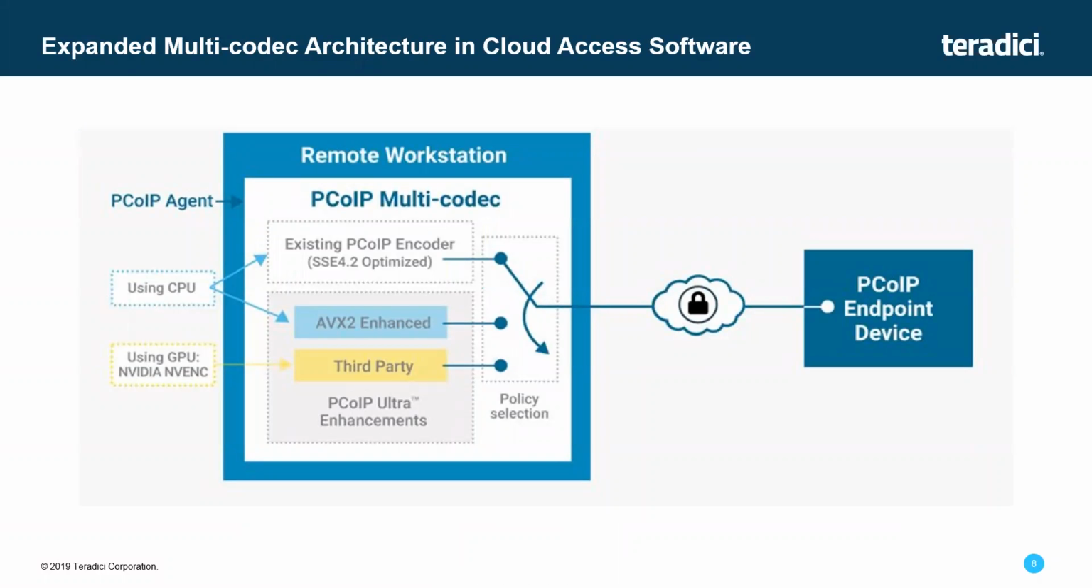Cool. So in this diagram, you can see how we've built multiple different codecs, PCoIP Gen 1 and PCoIP Ultra, into Cloud Access Software. But notice we also included third-party codec support. And what we call out there is NVIDIA's NVENC technology. NVENC is dedicated hardware that is built into NVIDIA GPUs, available in both consumer and enterprise-grade GPUs. And that enables hardware accelerated H.264 or H.265, which is a video codec I'll touch upon a bit later, and hardware accelerated video encoding there.